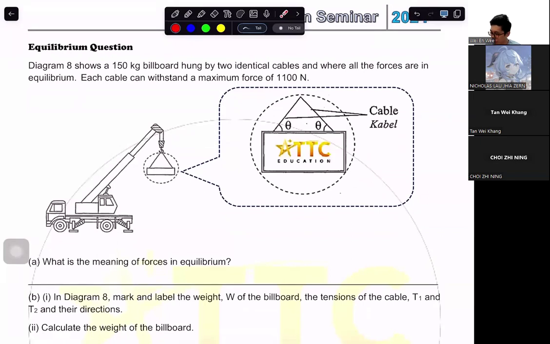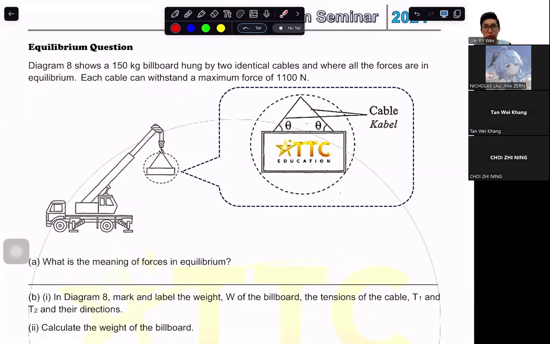Here we have a billboard hung by two identical cables. All the forces are in equilibrium. Each cable can withstand a force of 1,100 newtons. What is the meaning of forces in equilibrium? Now, when we have equilibrium, that means everything is balanced.